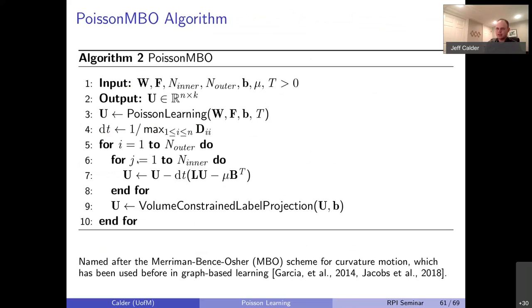And so it's a very simple algorithm. You just alternate the flow for Poisson learning, which is this simple discrete heat equation, with the volume constrained label projection. We call it Poisson MBO because it's very similar to these Merriman-Bence-Osher schemes for curvature motion, which have been used in lots of other works, and they've been used for graph-based learning as well. These are schemes that alternate diffusion with some kind of thresholding operation.